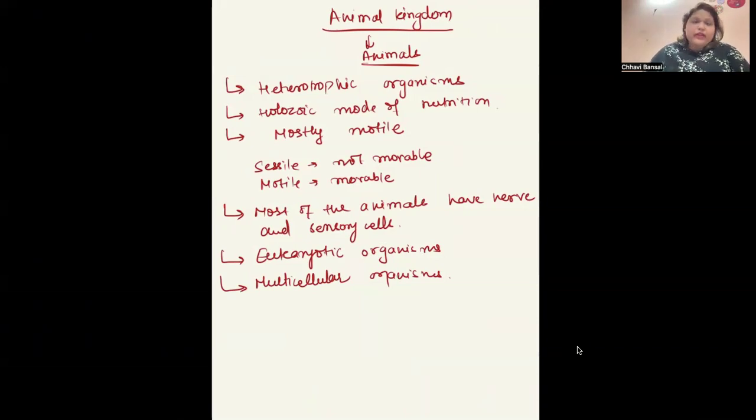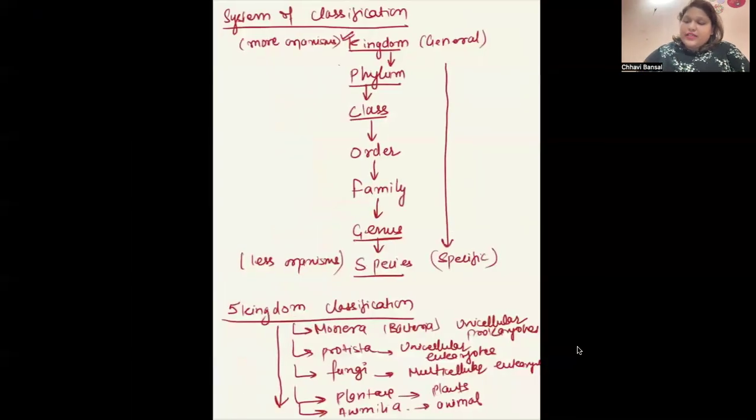Fine. Are we clear with what all organisms come under animal kingdom? Now this was for kingdom. Next is phylum, right? Now this animal kingdom is classified into two categories.